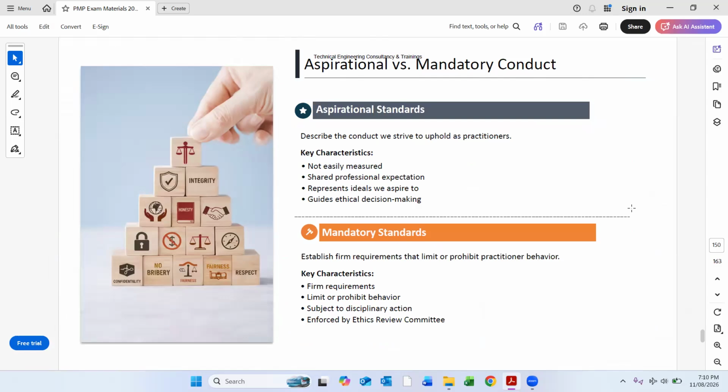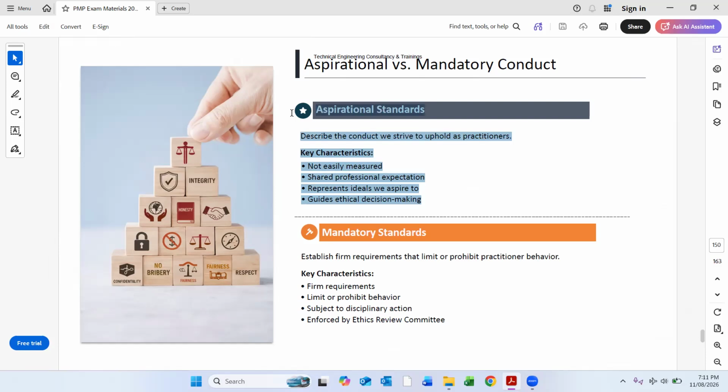So, aspirational standards and mandatory standards. What is the difference between aspirational standards and mandatory standards? Aspirational standards describe the conduct we strive to hold as practitioners. They are not easily measured, share professional expectations, represent ideals we aspire to, and guide ethical decision making. So these are the key characteristics of aspirational standards.